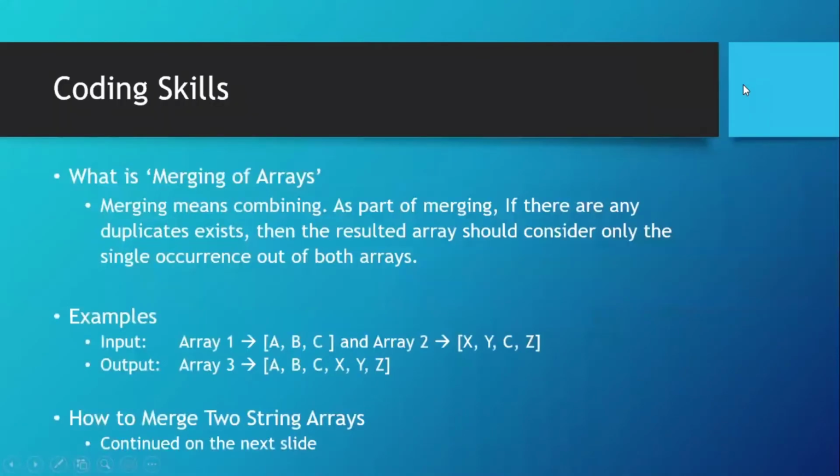What is merging of arrays? Merging means combining. As part of merging, if there are any duplicates, then the resulting array should consider only the single occurrence out of both the arrays. If you look at the example which I mentioned here, array 1 has values a, b, c and array 2 has values x, y, c and z. After combining, array 3 has a, b, c, x, y, z. Though c is repeated in both the arrays, we have considered it only once.